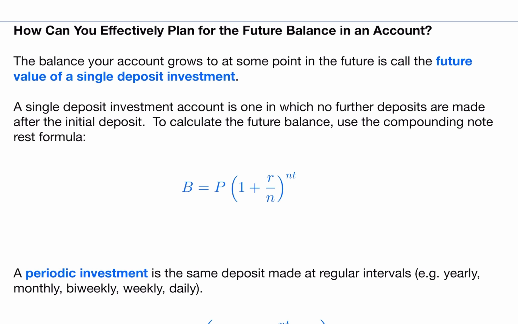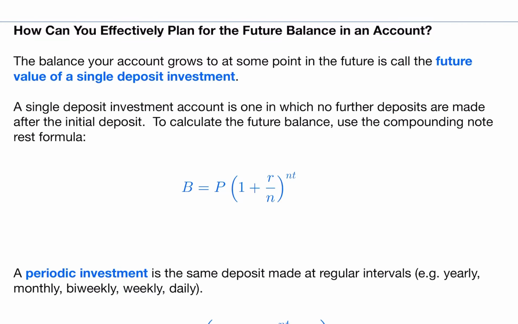Okay, so in a previous lesson, you learned the value of an investment with a single deposit, but this time we are going to learn the value of an investment with multiple deposits. We also know that the balance your account grows to at some point in the future is called the future value of a single deposit investment. And we learned that a single deposit investment account is one in which no further deposits are made after the initial deposit, hence the term single deposit investment.